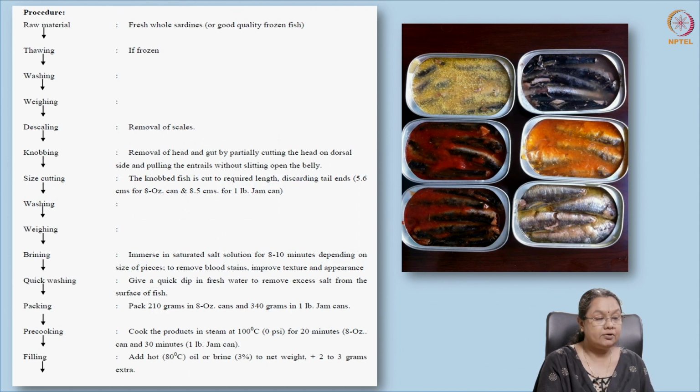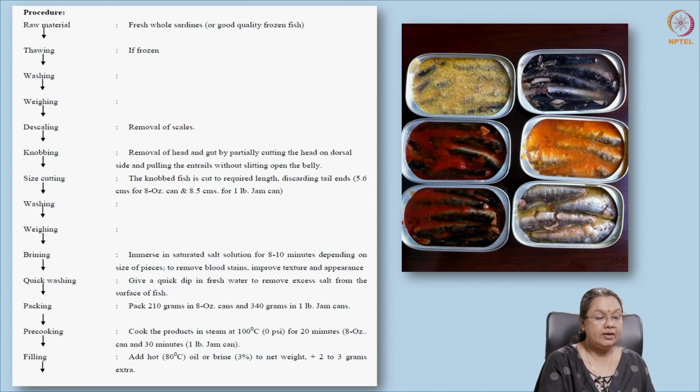And this is the protocol for canning of sardine. Get the raw material. Again, it can be in the frozen form. If it is in the frozen form, then it needs to be thawed. If it is in the fresh form, we can go directly to washing and cleaning. And we do the weighing to know the yield after cleaning and other processes. Since sardine contains scales, they need to be removed, the descaling process. And after descaling, we go for nobbing. Nobbing is the process where you remove the head and the gut region together.